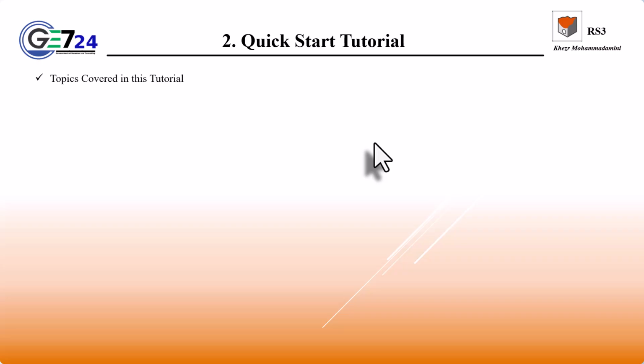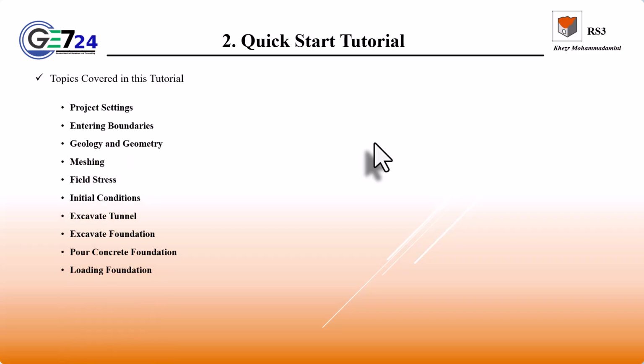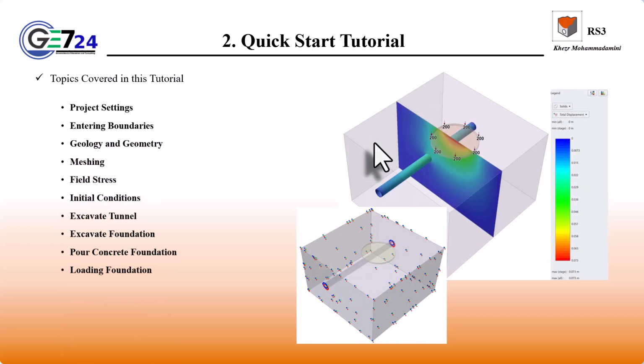In the second chapter, we have a quick start tutorial for those who want to start numerical simulation with the Rocscience RS3 software. That covers project setting details, entering boundaries for excavation and the outer boundary, and the external boundary, meaning geology and geometry, making and creating, and meshing. We also have field stress initial conditions, meaning boundary conditions and initial conditions.